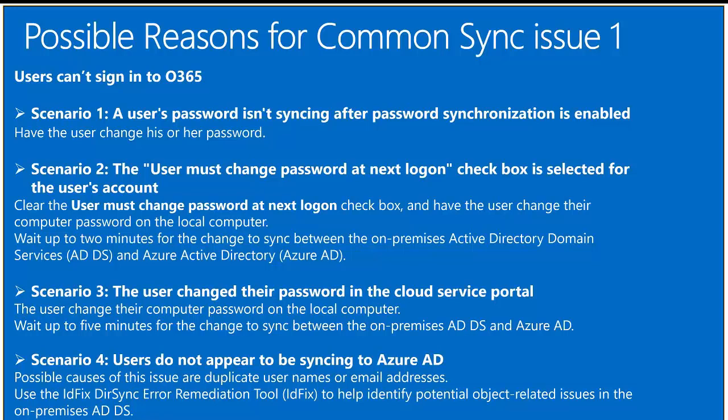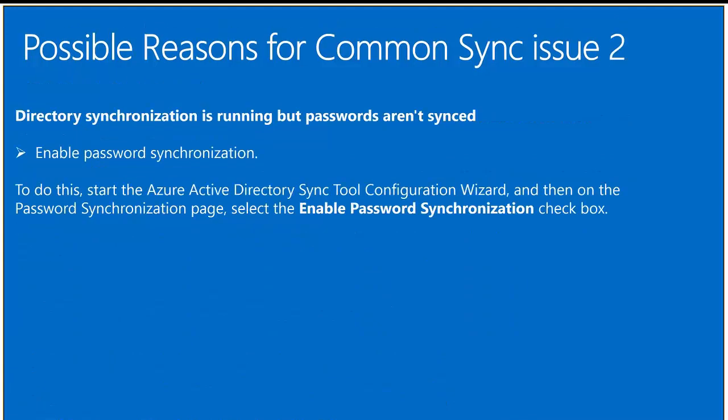Another common issue that we have seen is the directory synchronization is running but passwords aren't syncing. So at this point, you may want to enable password synchronization, and to do this, you would start the Azure Active Directory Synchronization Tool Configuration Wizard, and then on the password synchronization page, select the Enable Password Synchronization checkbox.